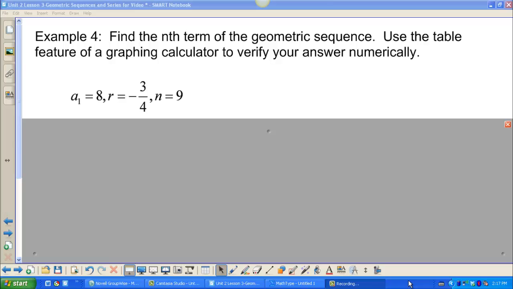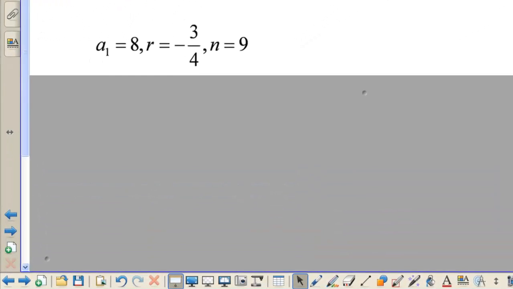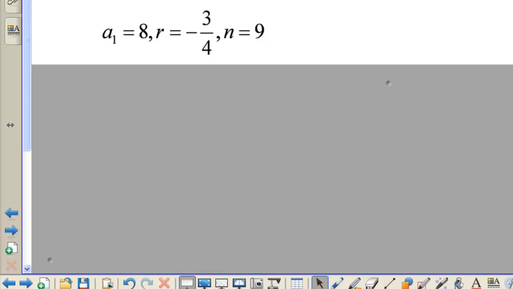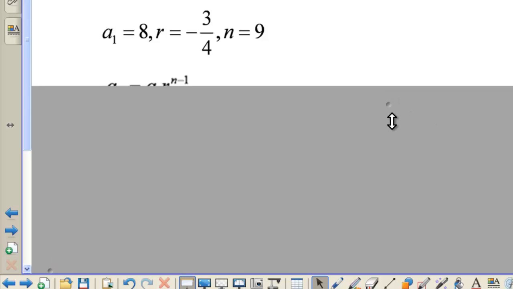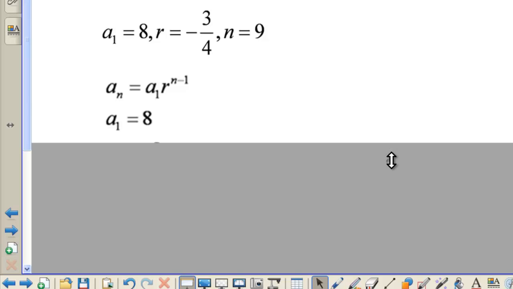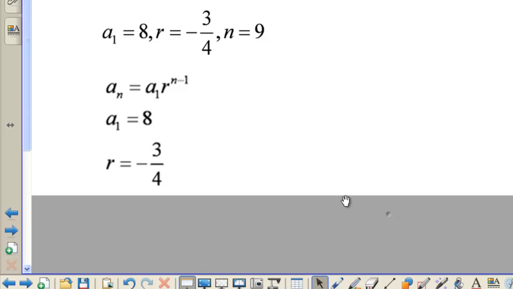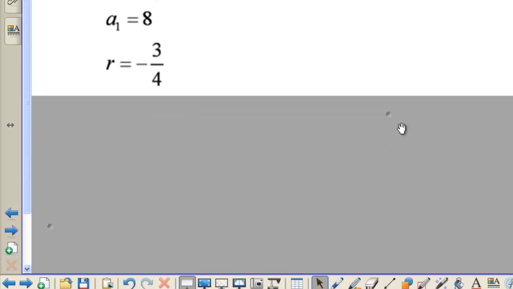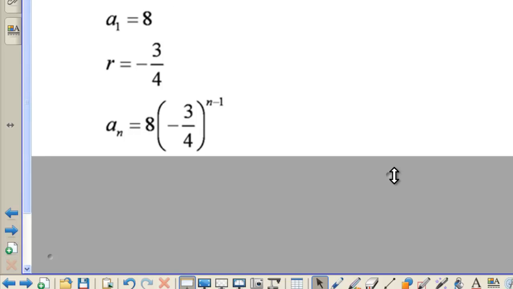On example 4, you're being asked to find the nth term of the geometric sequence and to use the table feature of a graphing calculator to verify your answer numerically. In this problem, you're given that the first term is 8, the common ratio is negative 3/4, and they want you to find the ninth term of the sequence. In order to do this, we have to make a general formula first. We're going to use the formula a sub n equals the first term times the common ratio raised to the n minus 1. My first term is 8, and my common ratio is negative 3/4. So when I put that together, I get a sub n equals 8 times negative 3/4 raised to the n minus 1.